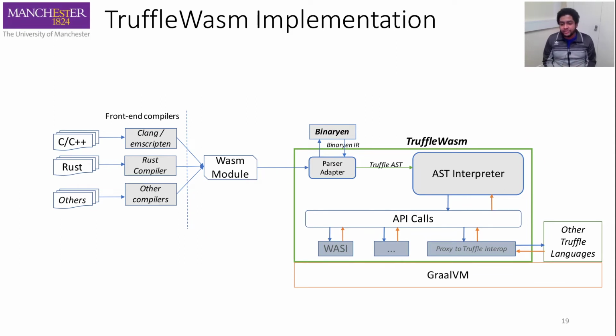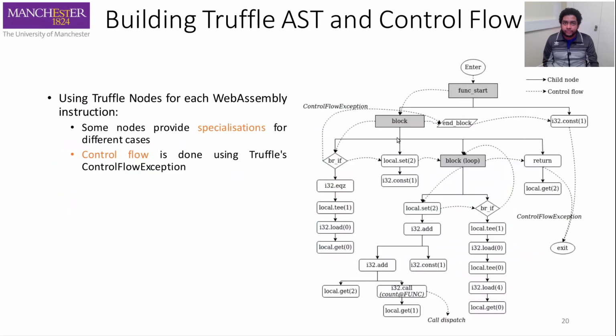We also provide implementation for imports, functions that can be called, such as the WASI API, and we also provide a proxy implementation to call other Truffle languages, such as the JavaScript implementation that's available on top of GraalVM. So we can generate an AST from WebAssembly instructions, build the abstract syntax tree, and we also provide branching control flow using control flow exceptions.